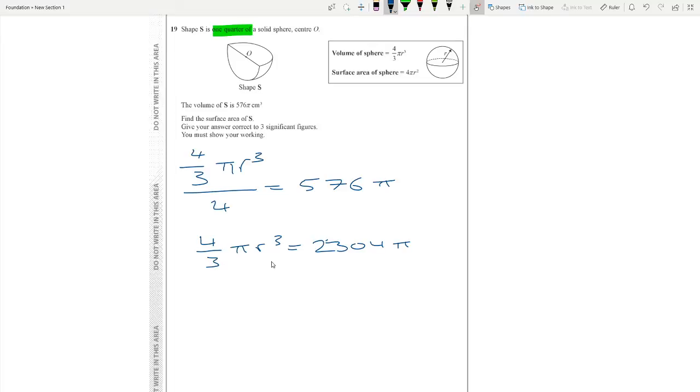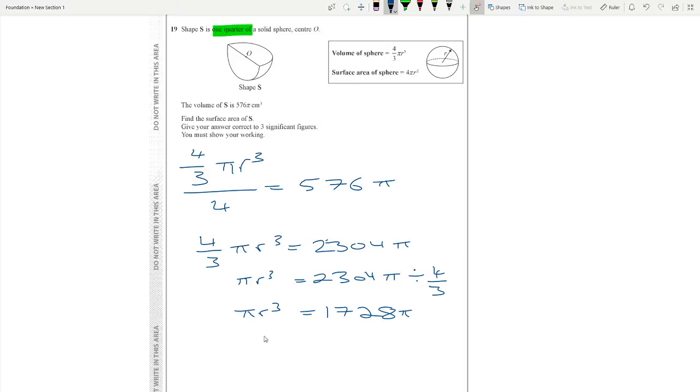Moving on, here we're multiplying by 4/3, so to balance the equation, if you want to remove that, divide by 4/3. So pi r cubed equals 2304 pi divided by 4/3. Again, using a calculator, put this in the calculator, see what you get. You should have 1728 pi.